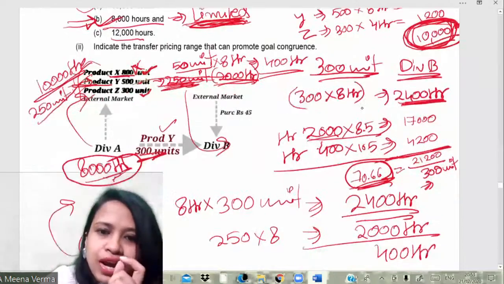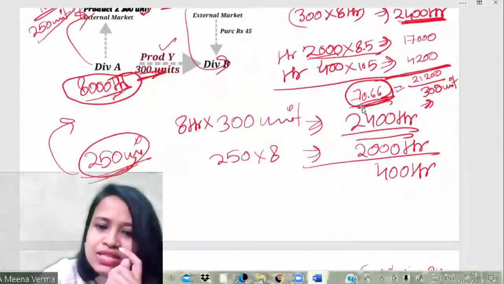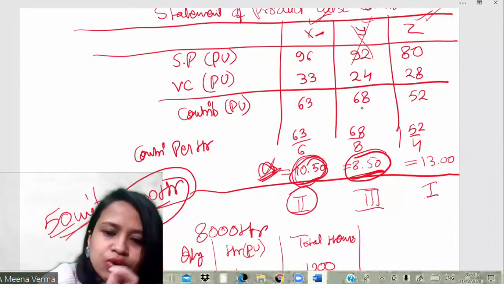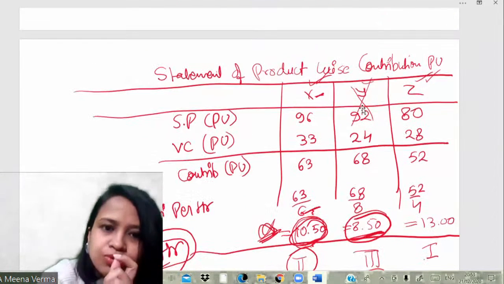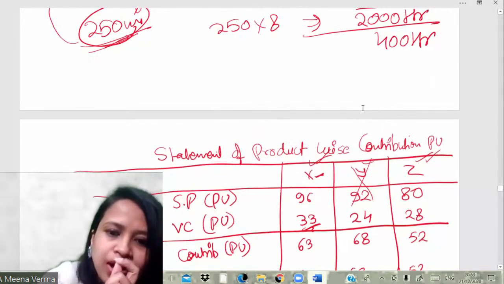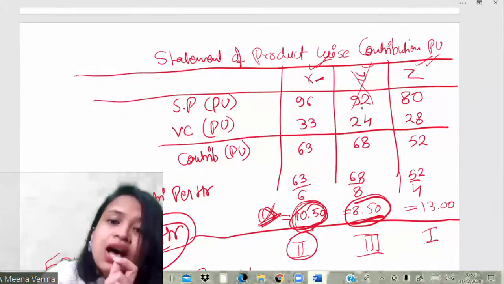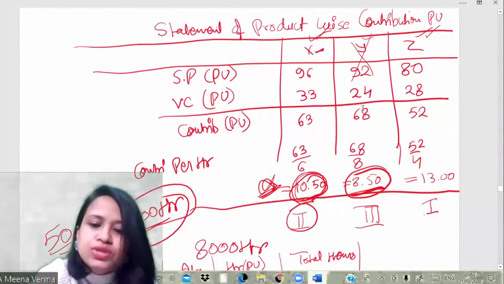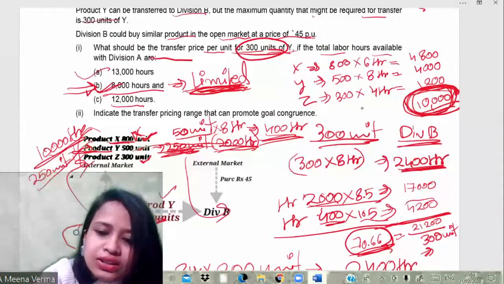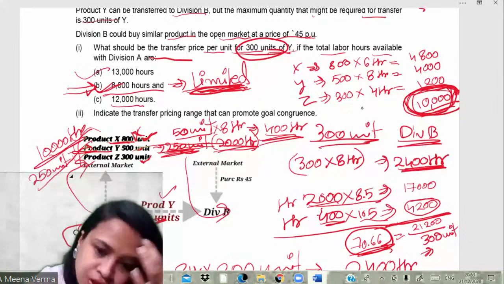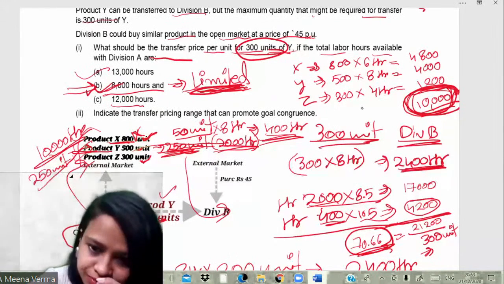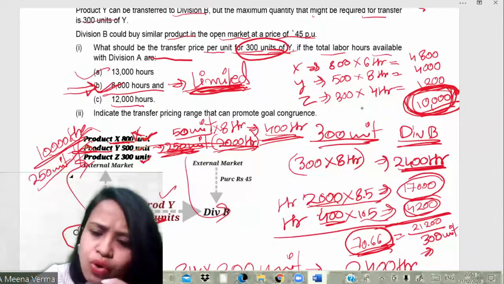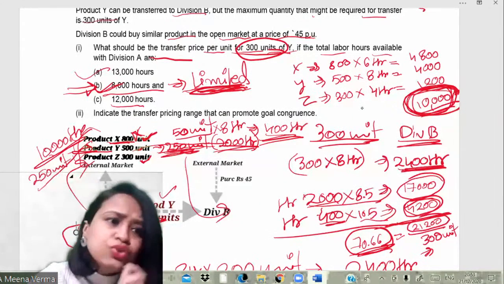Okay? You need 400 more hours. So you will see that in 1 hour you are earning this contribution. And if you use 400 hours of product X, in 400 hours, you can earn this contribution which you are losing. So you will consider both, that you are losing this contribution and you are losing this contribution. Overall, the total contribution which you are losing.